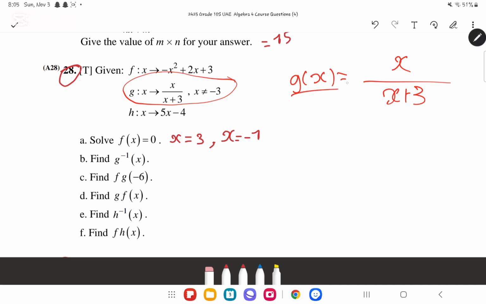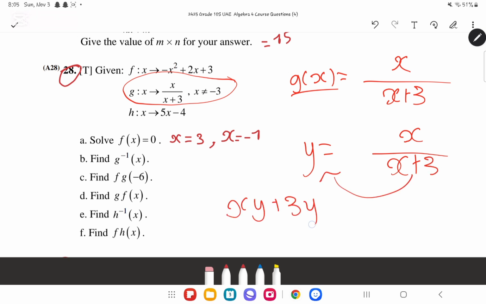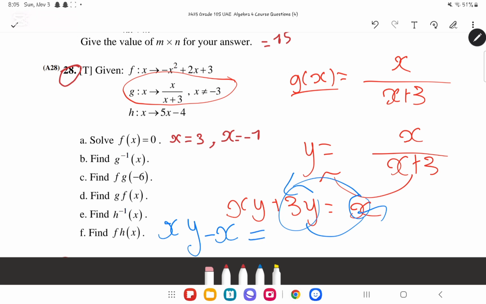So very simply, we're going to change g(x) into y, and it becomes y is equal to x over x plus 3. Then we move it up here, it becomes xy plus 3y is equal to x. Then we move everything with x to one side and everything that does not have x to the other side. So this goes here and this comes here. It becomes xy minus x is equal to minus 3y.